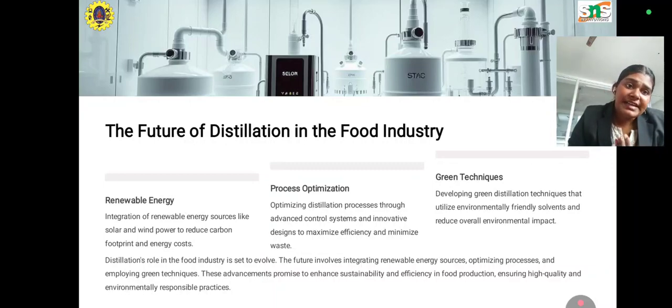Developing green distillation techniques that utilize environmentally friendly solvents and reduce the overall environmental impact. So overall, distillation has a role in the food industry and is set to evolve, and the future involves integrating renewable energy sources, optimizing the process and employing green techniques. These advances promise to enhance sustainability and efficiency in food production, ensuring high quality and environmentally responsible practices.